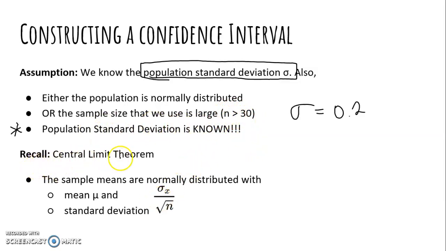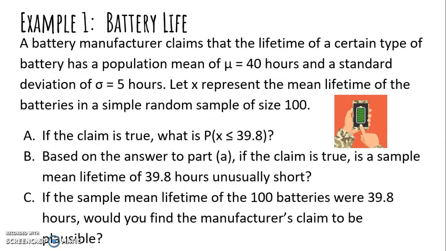So then we recall the central limit theorem. Remember, when the sample size is bigger than 30 or it's normally distributed, you can assume that the sample means are normally distributed, and that the mean of the sampling distribution is the same as the population mean, and the standard deviation is the standard error, which is the standard deviation over the square root of n. So that is a review from the last chapter that we did. And so that's going to come into play here.